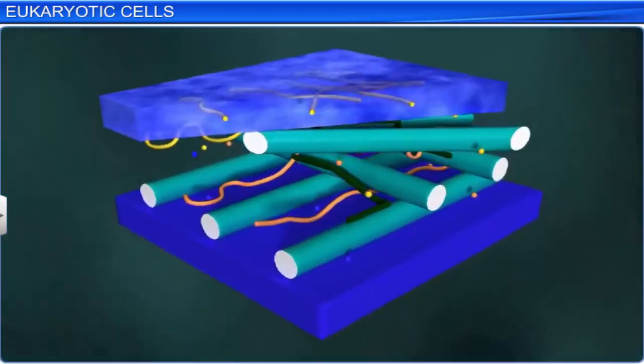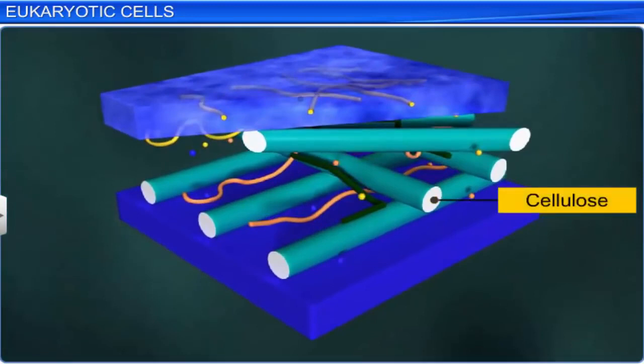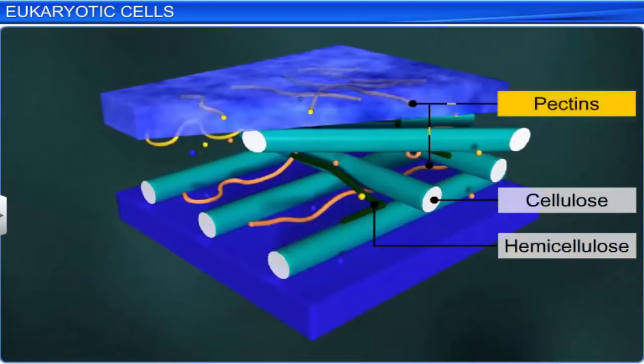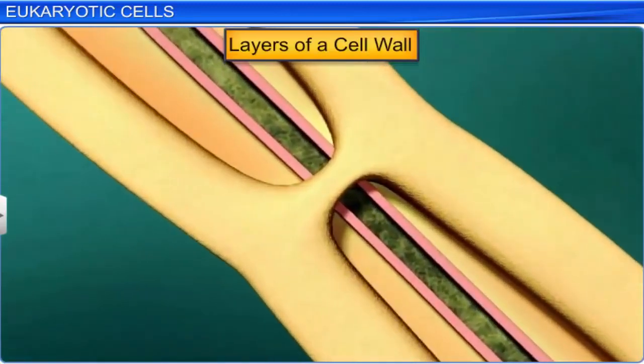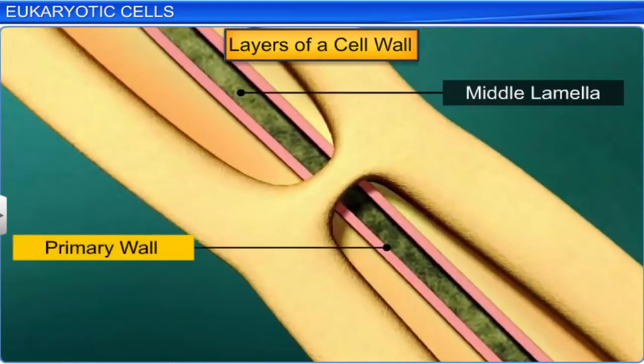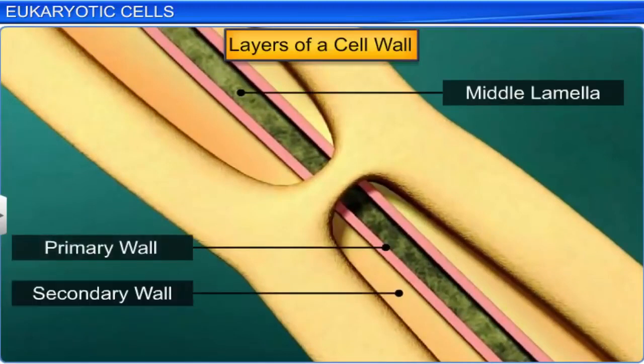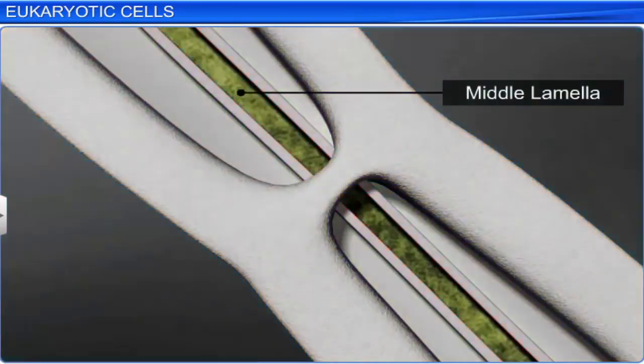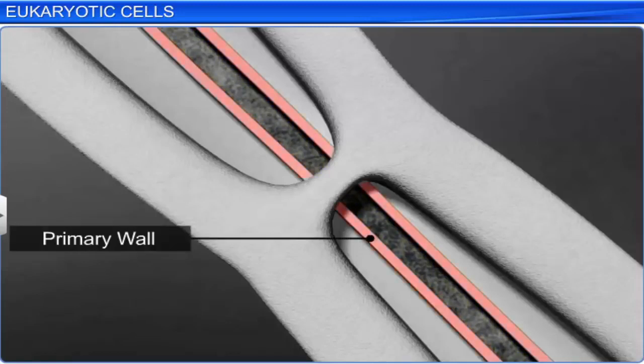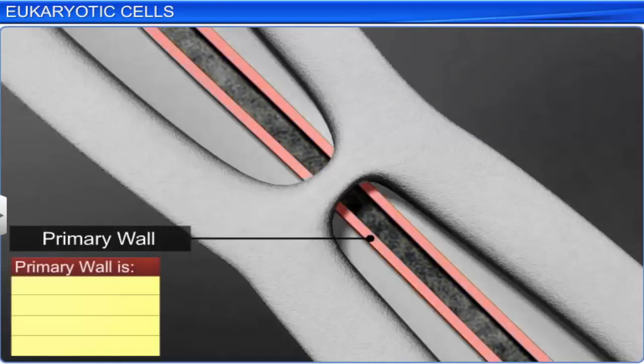On the other hand, a plant cell wall is made up of cellulose, hemicellulose, pectins, and proteins, and consists of 3 layers: the middle lamella, primary wall, and secondary wall. The middle lamella, mainly made of calcium pectate, lies between neighboring cells and glues the cells together. The primary wall is the first formed wall that develops when the cell is growing. It is thin, elastic, and extensible. However, its growth capability diminishes as the cell matures.